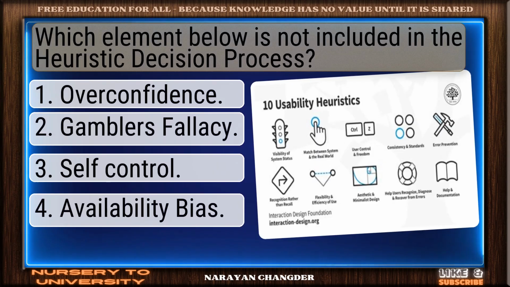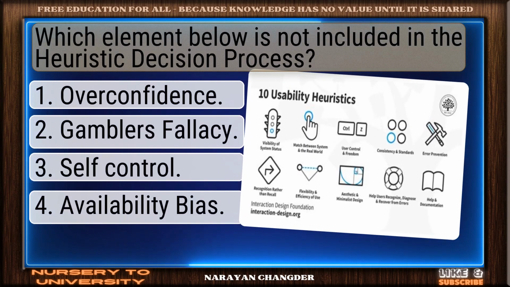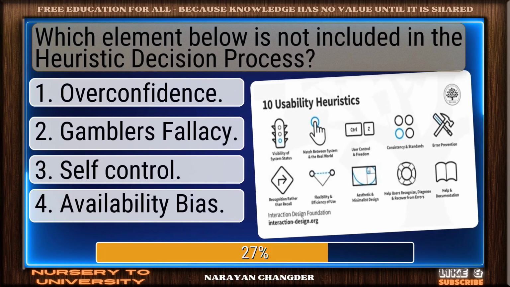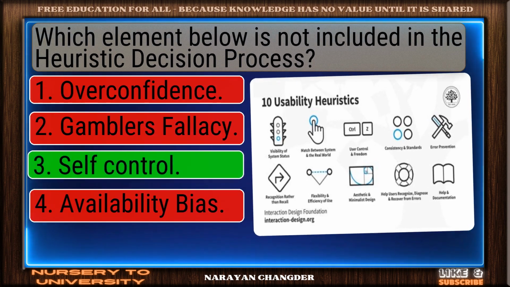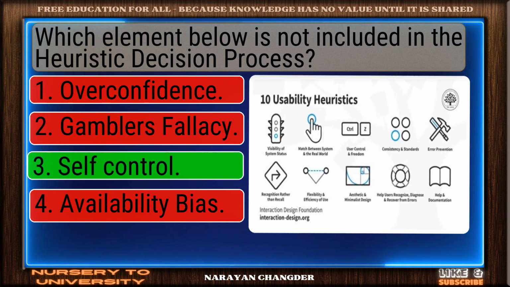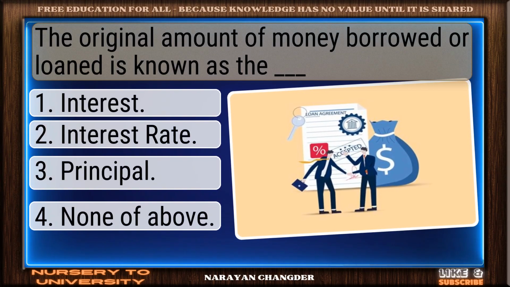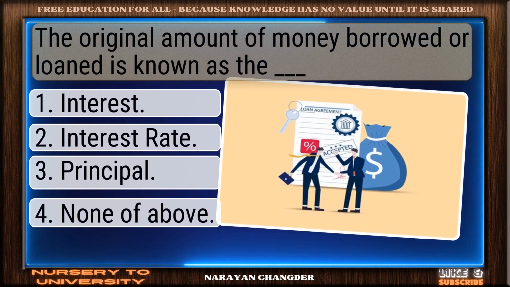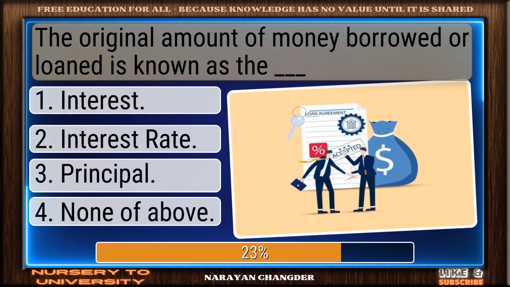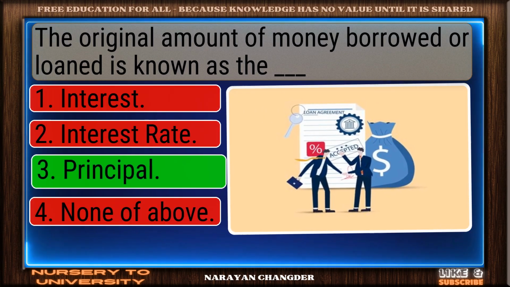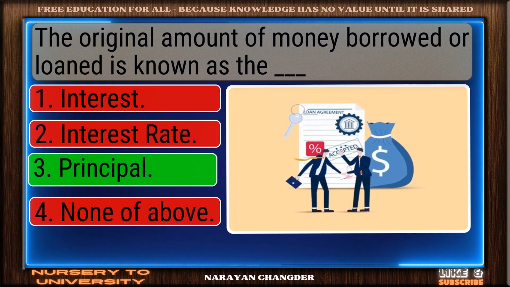Which element below is not included in the heuristic decision process? Excellent choice. Self-control is the right answer. The original amount of money borrowed, loaned, is known as the dash. Valid point. Principle is true.